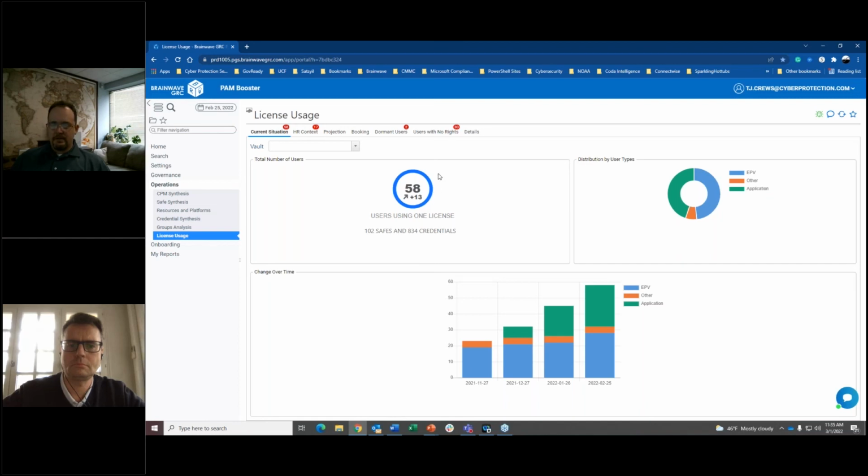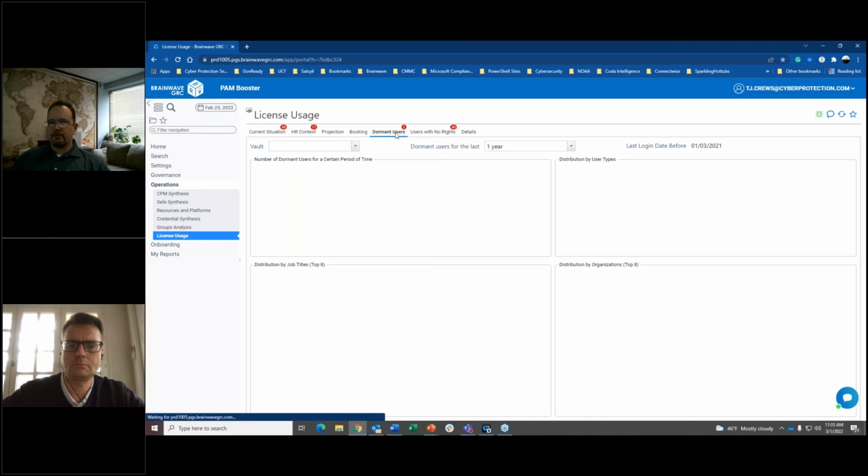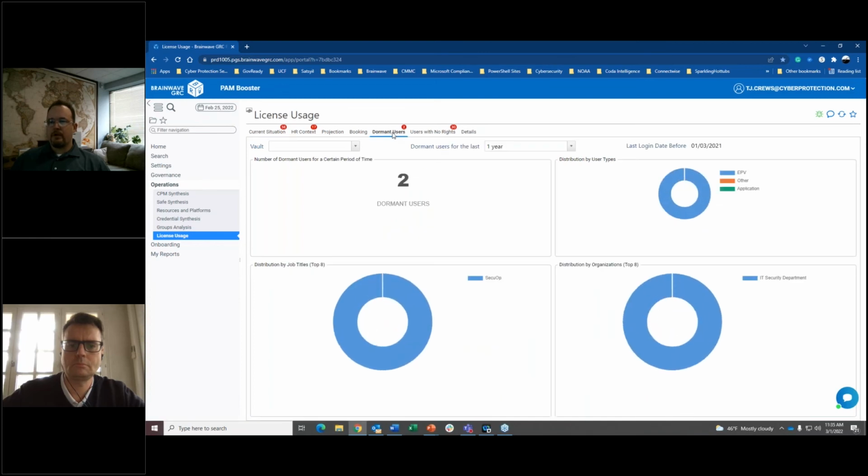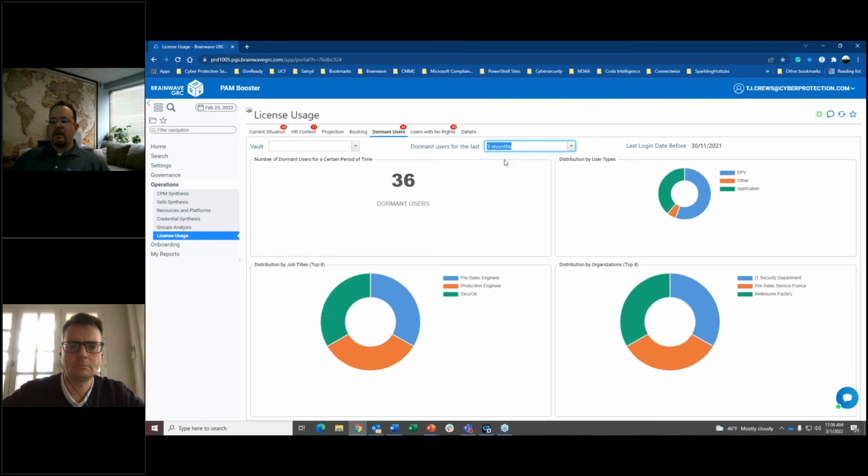Well, I'd like to show this tab here where it shows dormant users. Now, the dormant users are users that have been assigned a CyberArk license but have not logged into their CyberArk account in this case over a year. But you can actually change it all the way to 3 months, and suddenly I look within 3 months, I've got 36 users that have not logged in at least in 90 days.